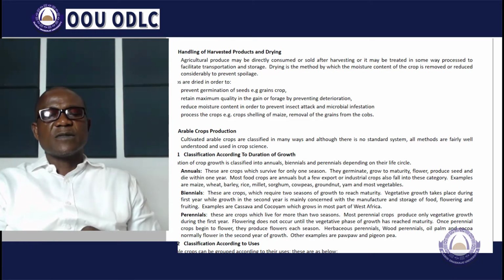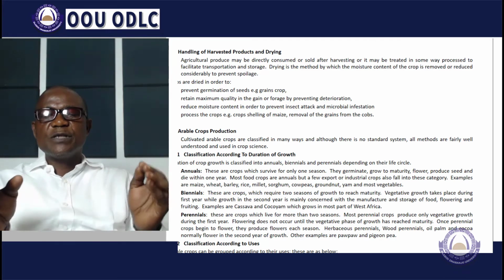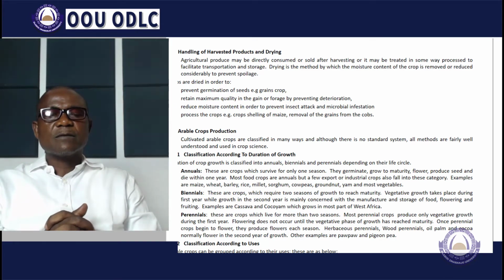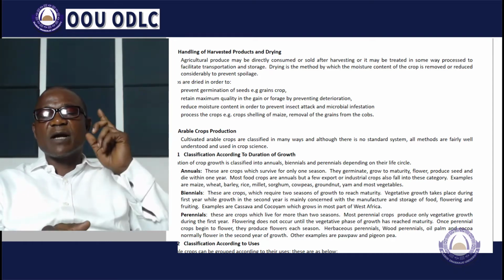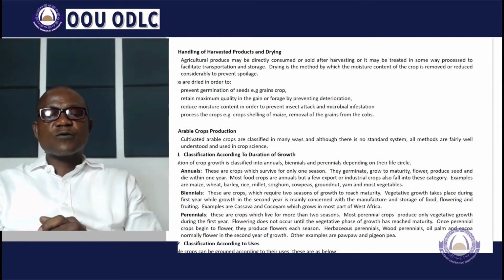Perennial crops. These are crops which live for more than 2 seasons. Most perennial crops produce only vegetative growth during the first year. Flowering does not occur until the vegetative phase of growth has reached maturity. Once perennial crops begin to flower, they produce flowers each season.